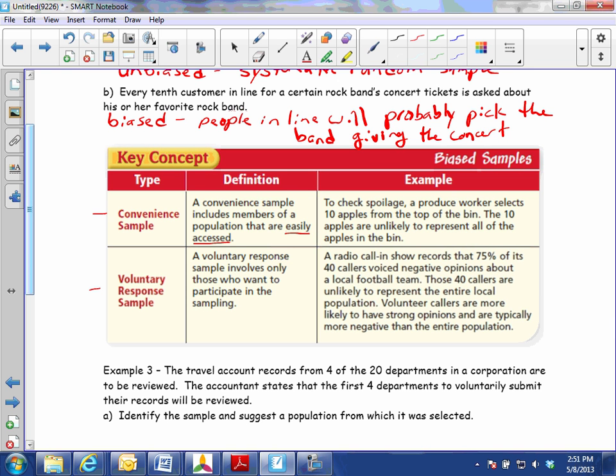Right. Like with the guy picking the apples. If he only picks the ones on the top, of course those are probably going to be pretty good. The ones that are spoiled are usually down at the bottom. So if you wanted to be more unbiased, you would want to pick one from the top, one from the middle, one from the bottom, one from the side, all over rather than just the top.